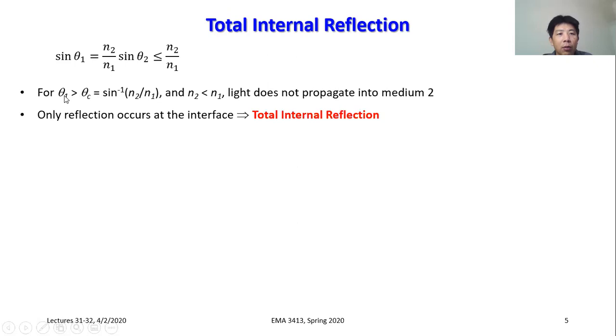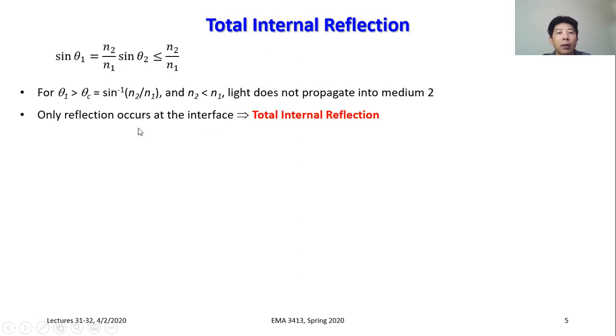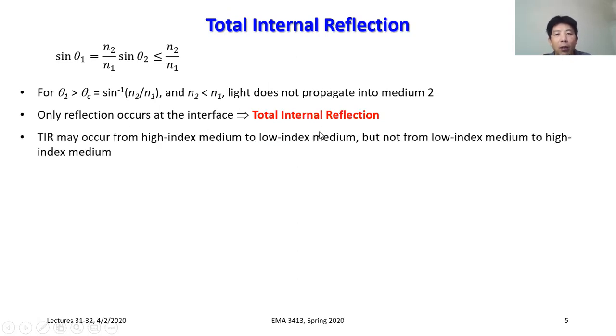But what if we go to a higher angle than that? Then basically light cannot propagate into medium 2. You only have reflection, you don't have refraction, okay? So there's only reflection, so we have something called total internal reflection. There's nothing going into medium 2. It's only staying in medium 1, the original medium where we have the light, okay? And remember, in this case, it has to be that n2 is less than n1. So going from high index medium to low index medium.